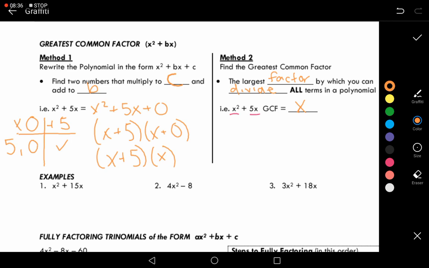Okay? The reason our greatest common factor is not x squared is because that 5x only has one x to give. So it can't give two x's if it only has one, right? You can only give me one apple if you only have one. If I ask for 2 apples, you still can only give me 1 apple if you don't have the other. Okay? So that's the reason we're taking out x instead of x squared.